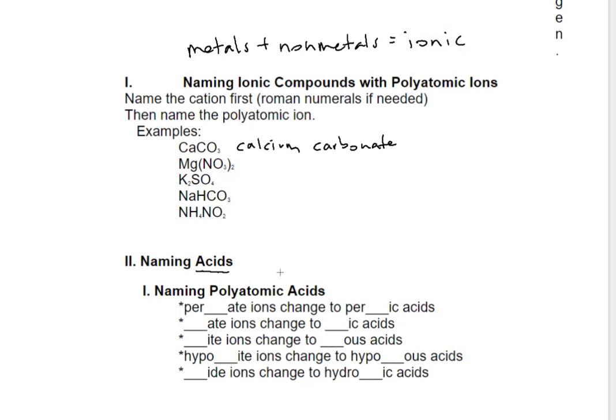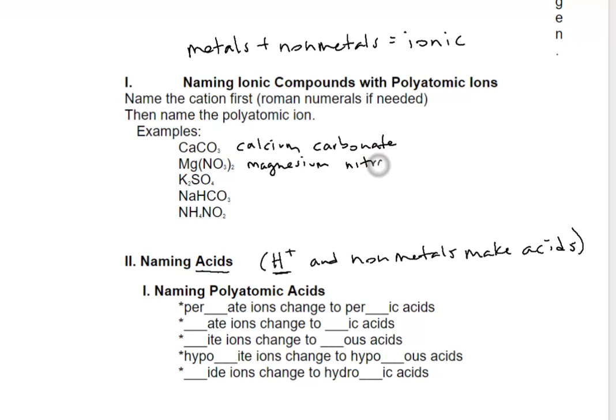Okay, down here for acids, we're going to see H plus and nonmetals make acids. Okay, so the H plus is the special ingredient that makes it an acid. Up here we have metals with nonmetals, so that is calcium carbonate. You might be recognizing the NO3, hopefully you are. Mg is magnesium, and NO3 minus is nitrate.